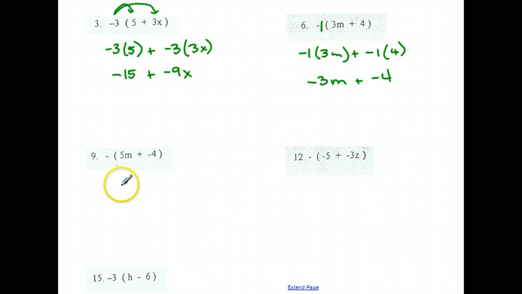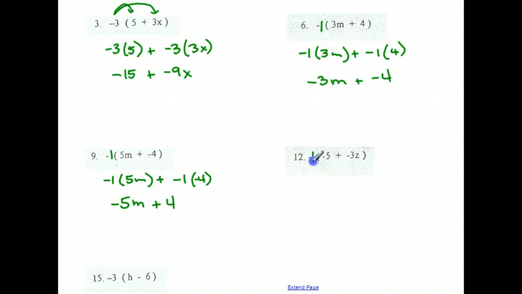Number 9 is the same idea. You're distributing the negative. Negative 1 times 5m plus negative 1 times negative 4. Negative 1 times 5m, negative 5m, plus negative 1 times negative 4 will give me a positive 4.